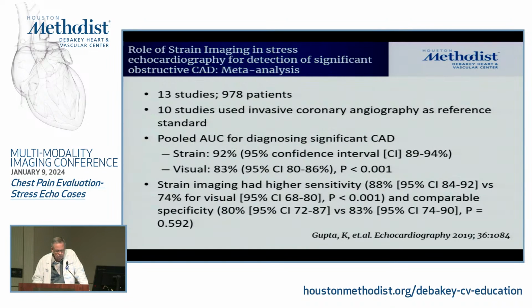So pretty much the whole literature that has been reported for strain with stress echo has been with dobutamine. And this was in 2019, and there may be some newer ones, but by then they already had close to 1,000 patients from a meta-analysis, and 10 of these 13 studies had coronary angiography. And again, they showed us that when done well, strain could be quite accurate in picking up abnormalities that indicated a lesion in a particular territory that was corroborated by angiography. That was the good news.